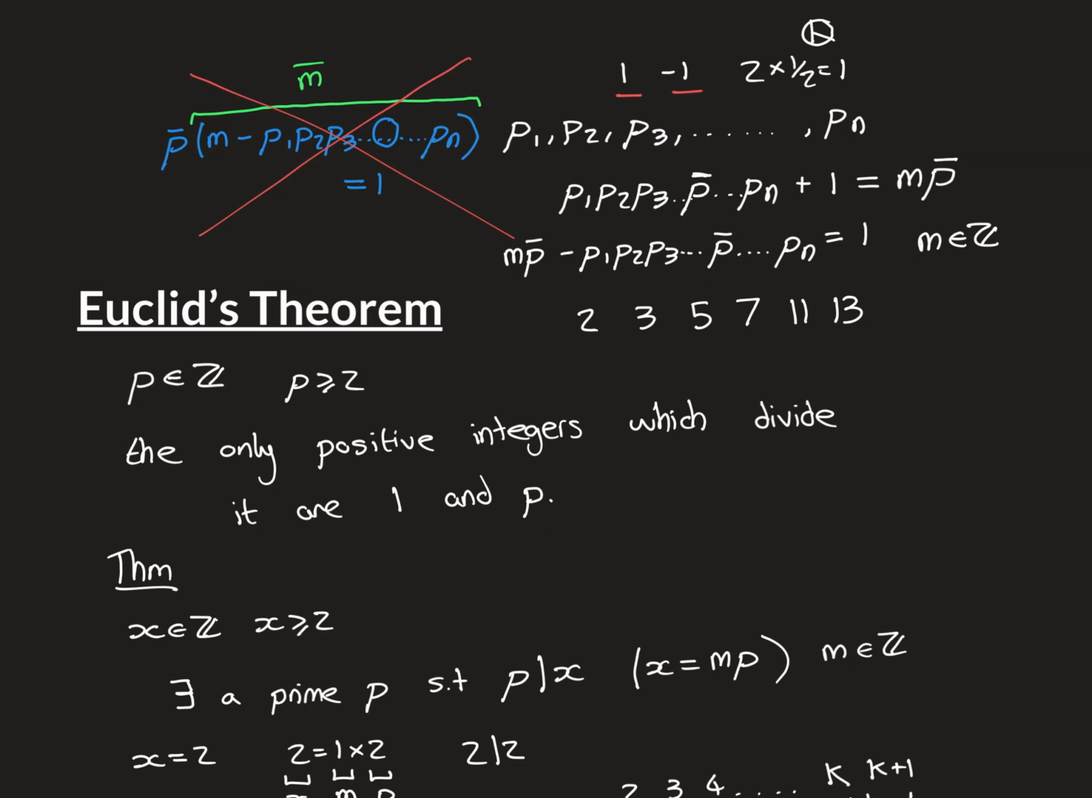There's no integer that you can multiply them by to give you 1. They need to be multiplied by their fractions, a half, a third, a fourth, a fifth, a sixth, a seventh, etc., which aren't in the integers, they're in the rationals. So this equation is nonsense. P bar times m bar is equal to 1. There is no such integer m bar. But that all followed from this assumption that there were finitely many primes, and therefore that assumption cannot have been correct. Instead, there must be infinitely many primes.